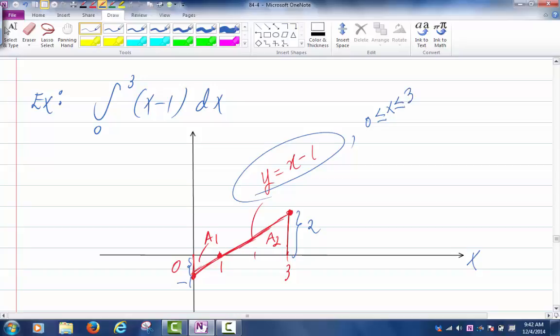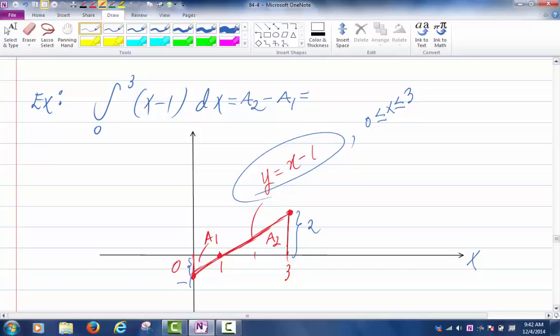So now, what does the definite integral represent? The definite integral in this case, this function is not non-negative, right? So in this case, the definite integral represents what? Net area, right? So what's the net area? Well, it is the area A2 minus area A1, right? What's area A2?